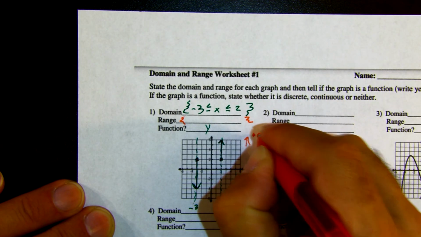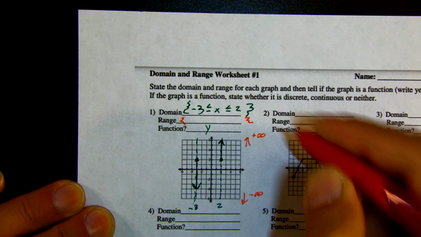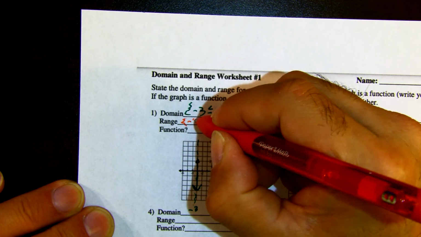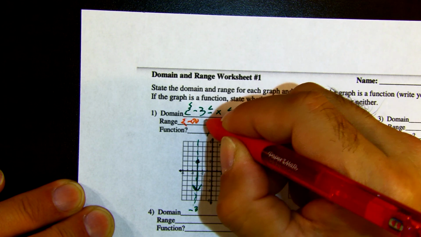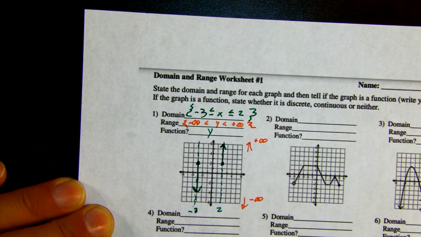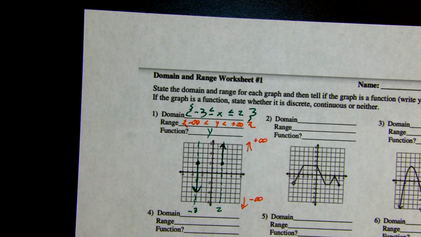But look, arrow going up, arrow going down, positive infinity, negative infinity. So we're going to put negative, positive, y, and we're just going to put less than because you cannot go and stand on the point infinity. Okay. So number 1 is a function. Number 1 is a function.